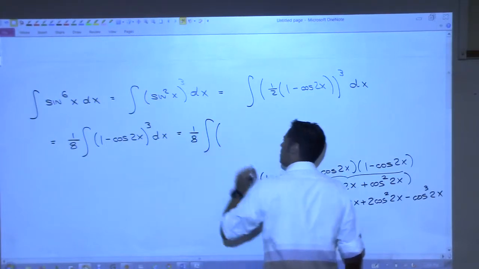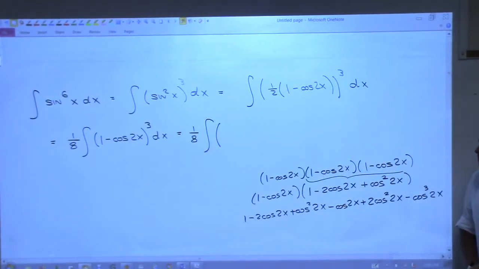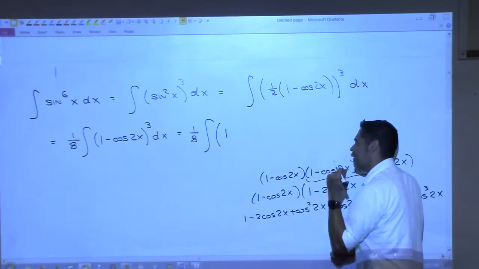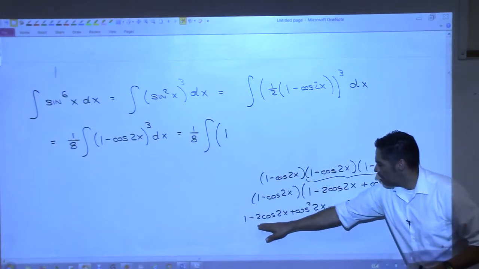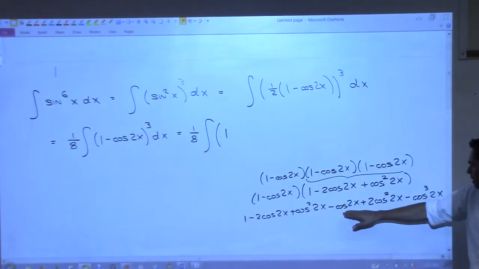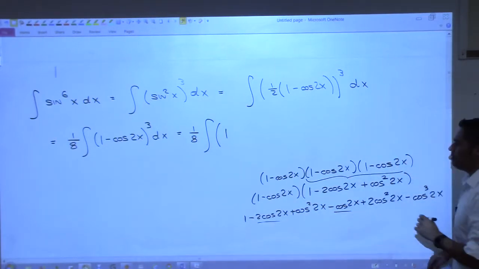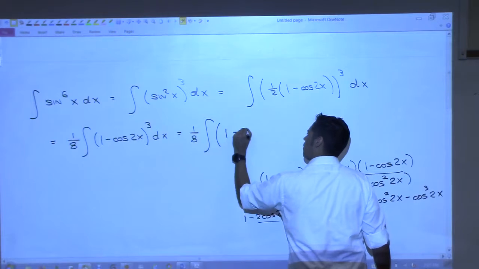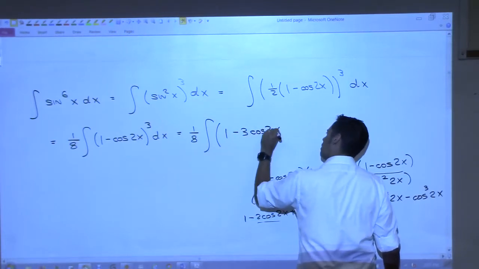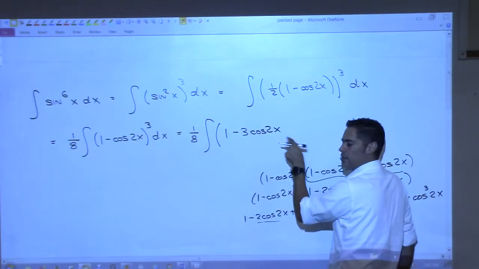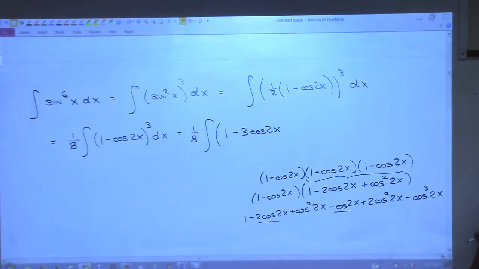All right, so what does this new integral become? 1. I'm happy, I can integrate that. Okay, this cosine 2x, 2 of them, and then another one, right? So these are like terms right there. So I have negative 3 of those. Negative 3 cosine 2x. I can integrate that. I'm happy, right? You happy about that?